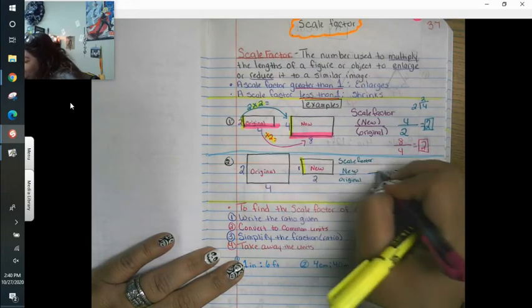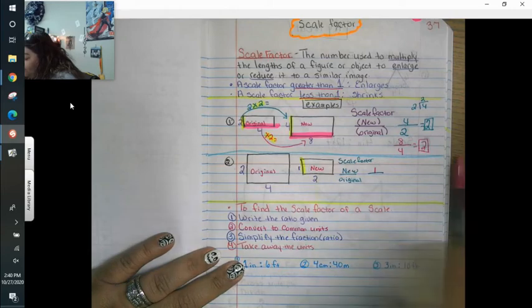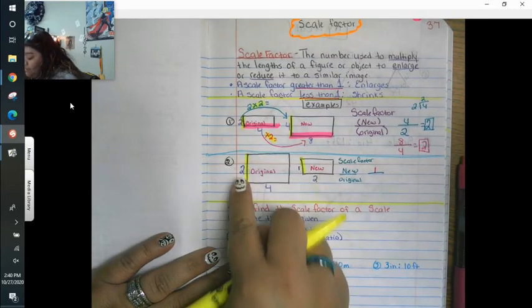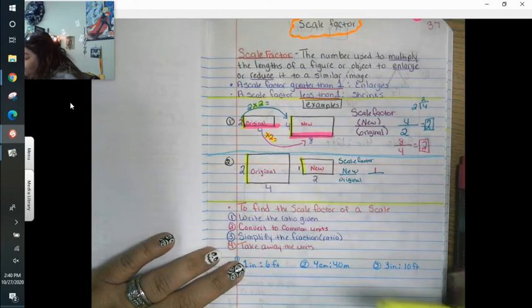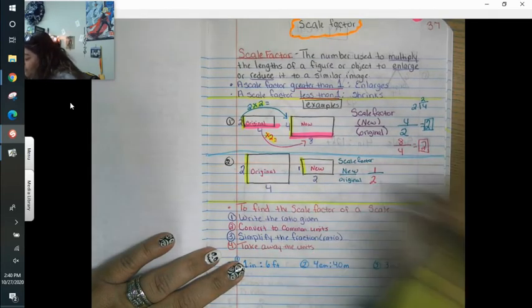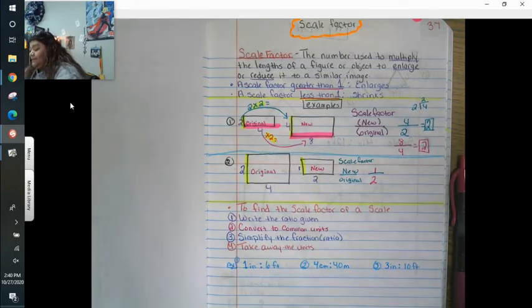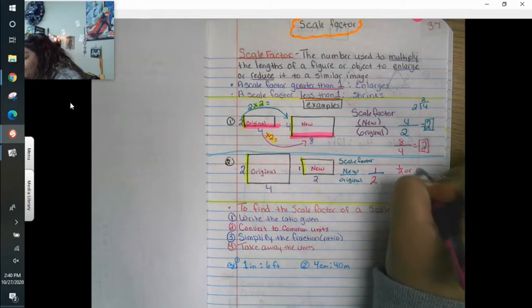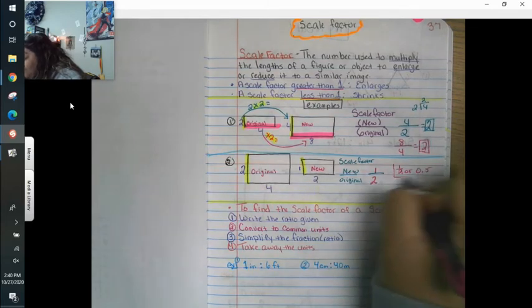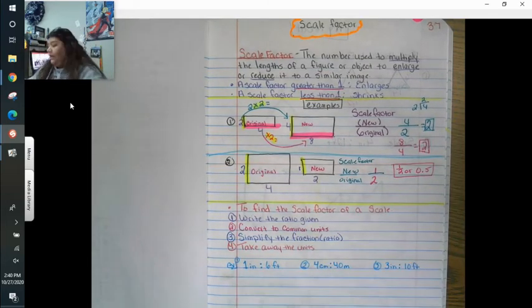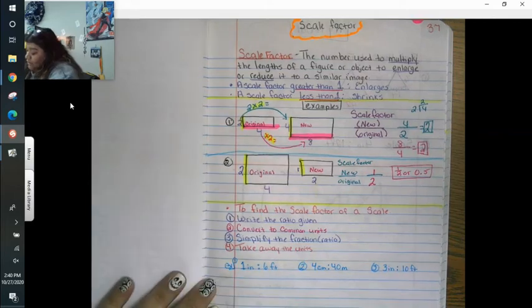So my new number is 1. The number that we did something to make the 1 is the 2. Okay, I did something to the 2 to make a 1. So the original is a 2. And you have it. It's 1/2. Okay, so the scale factor here, you can write it as the scale factor is 1/2 or the scale factor is 5/10. Either one. Usually you'll see it left as a fraction. It's 1/2.